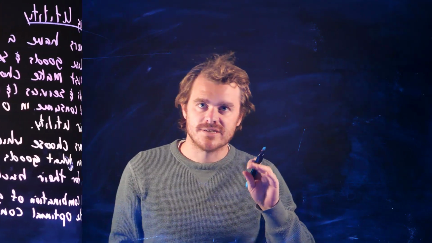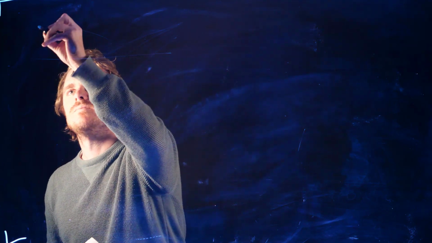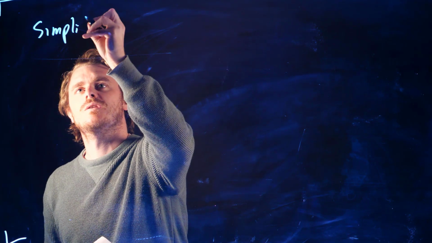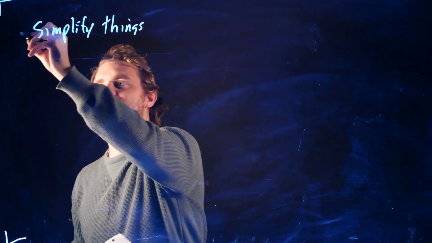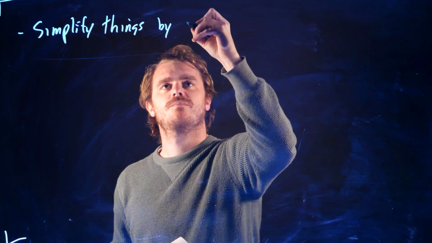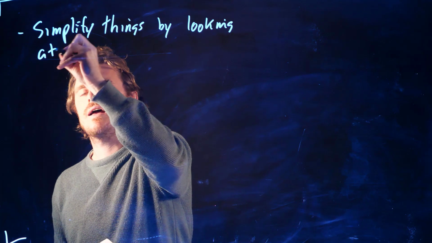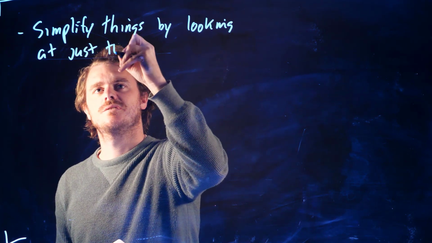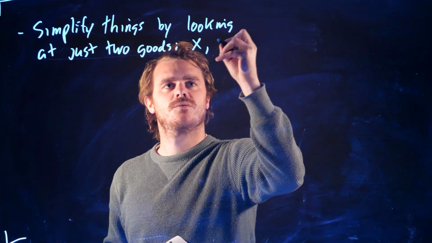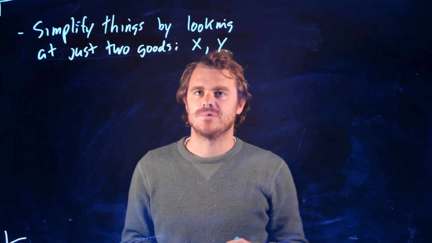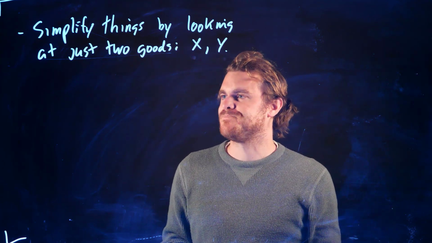So let's simplify things just a little bit by looking at just two different goods. So we have good X and we have good Y. Those are our two goods. This is good number one and good number two, good X and good Y.